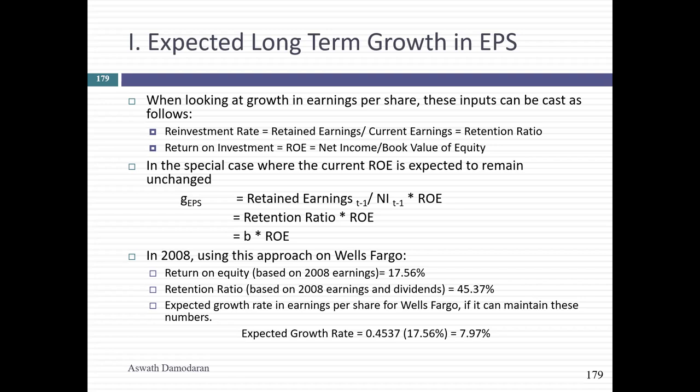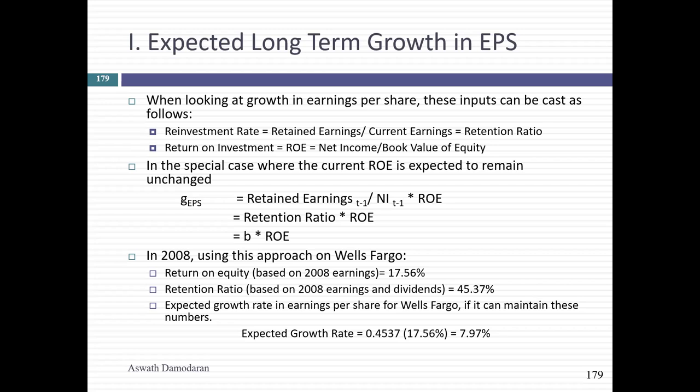My numerator will stay the same, but my denominator, I'll have a book equity that's 30% higher. My return on equity is going to go from 17.56% to about 14%. Even if I change nothing else, my expected growth in earnings per share is going to drop from 8 to 6%. Now, do you see why, when you value banks, the last bastion for the dividend discount model, you care so much about what the regulatory capital authorities are thinking?